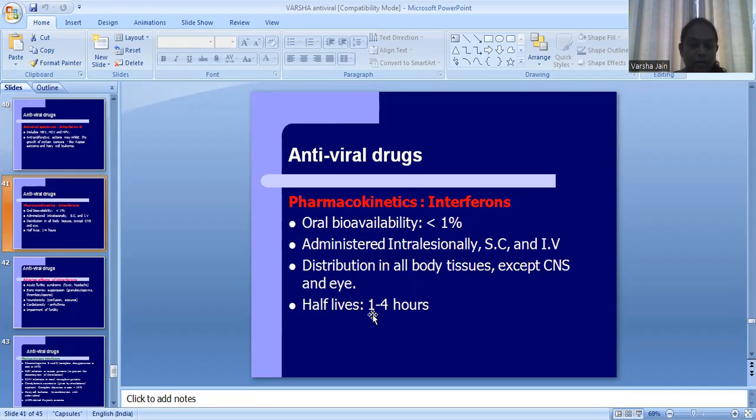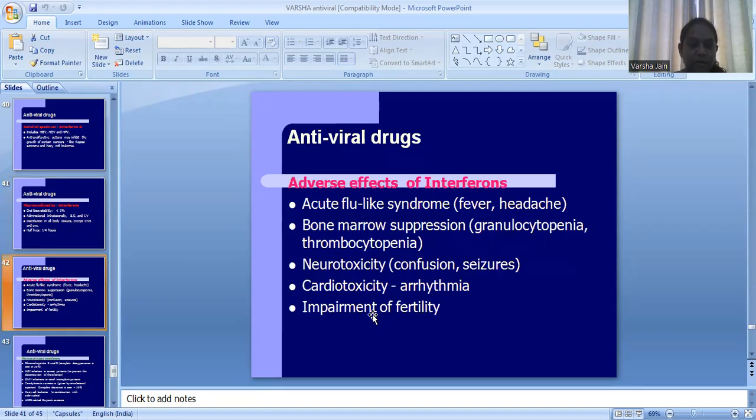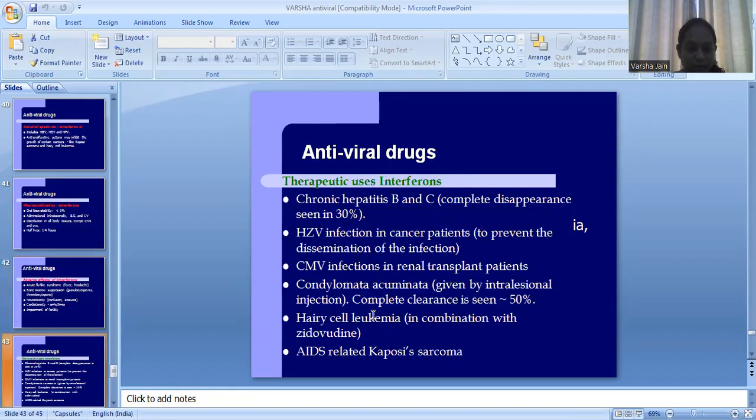Pharmacokinetics: oral bioavailability is less than 1%, administered subcutaneously and intravenously, distributed in all the body tissues except CNS and eye. Half-life is 1 to 4 hours. Adverse effects of interferons: acute flu-like syndrome, that is fever and headache; bone marrow suppression, that may be granulocytopenia and thrombocytopenia; neurotoxicity, that is confusion and seizures may occur; cardiotoxicity, where arrhythmia may occur; and impairment of fertility.